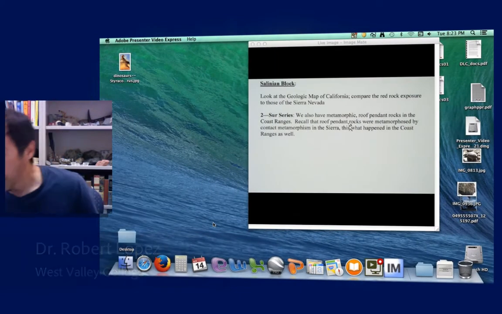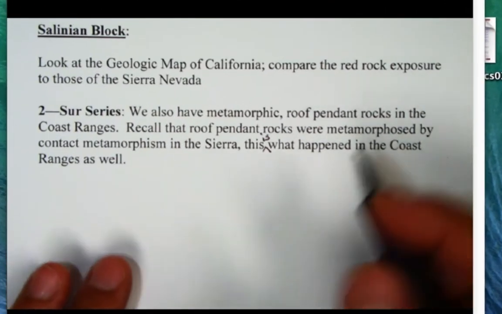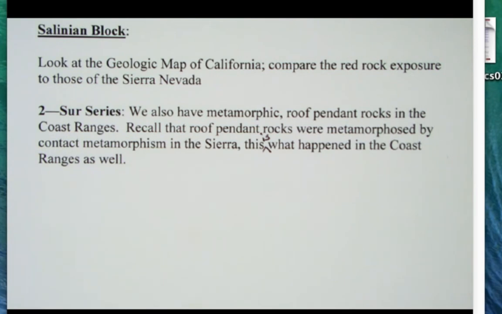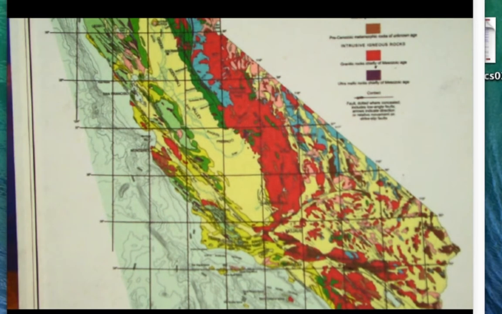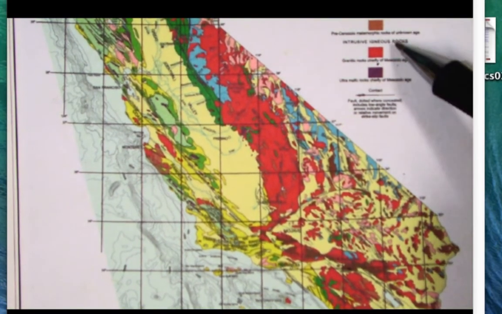I'm going to continue on with the coast ranges today and begin with the Salinian block. So one thing about the Salinian block, if we look at the geologic map of California, one thing I want you to compare here are the red rocks. The red rocks here are the Mesozoic granitic rocks of the Sierra Nevada.